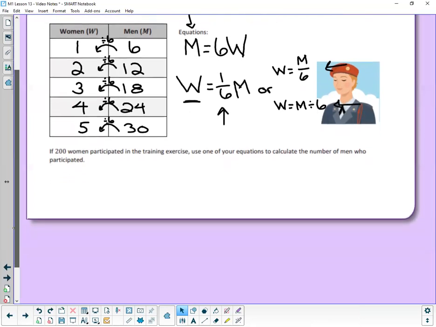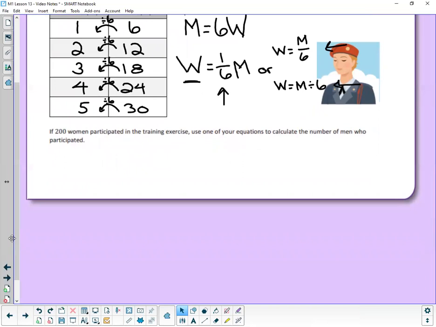Now let's take a look at the question. We're going to use one of these equations to solve this question. If 200 women participated in the training exercise, use one of your calculations to calculate the number of men who participated. So we don't know how many men, but we do know how many women. So what you're asking yourself is, I need to figure out how many men. That's by itself by an equal sign. That's what we're trying to solve. And that's going to be equal to something to the number of women. So we're either going to multiply the number of women by something or divide the number of women by something.